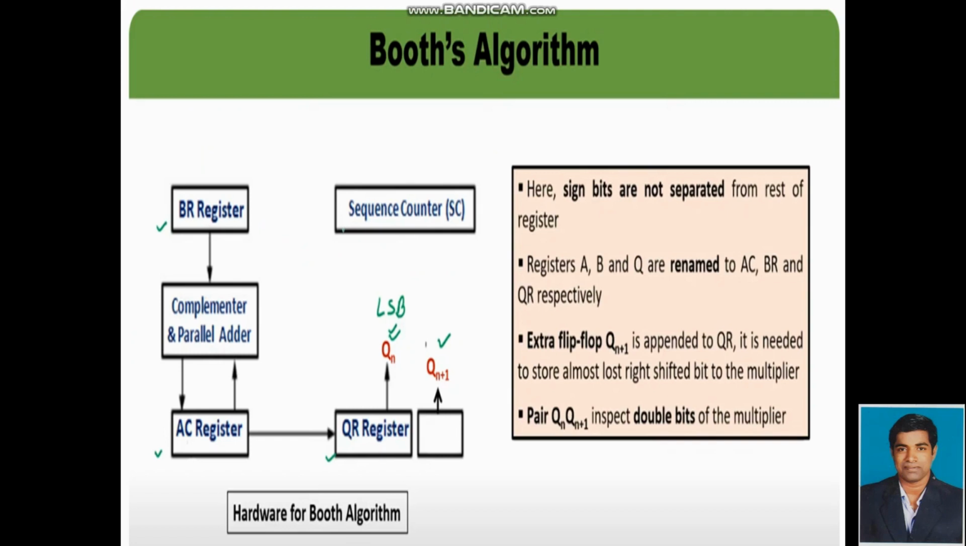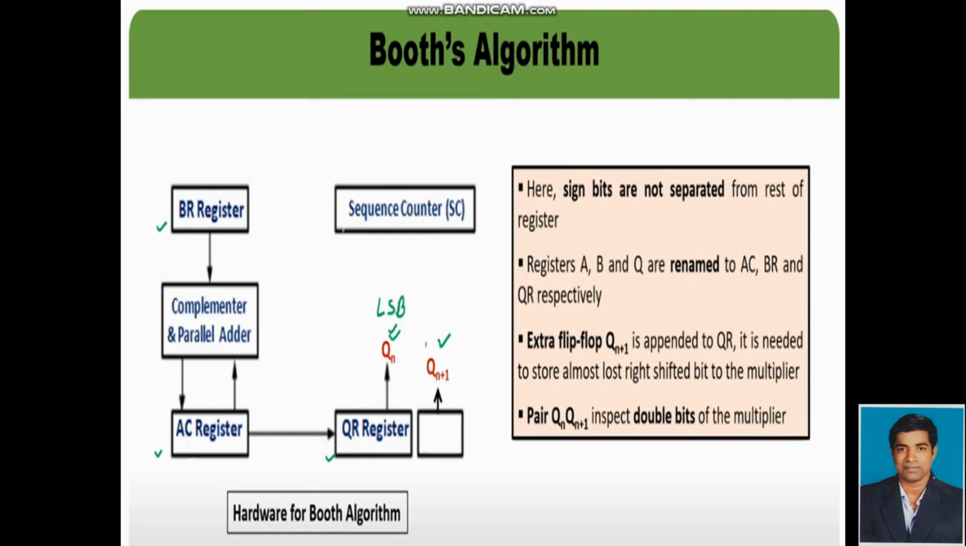By this slide, we can understand the operation of the Booth algorithm. Here, the sign bits are not separated from the rest of the registers. The registers we are using, A, B, and Q, are renamed to accumulator AC, BR and QR respectively. An extra flip-flop Qn+1 is appended to the QR. It is needed to store the last right-shifted bit of the multiplier. The pair Qn and Qn+1 inspect double bits of the multiplier.